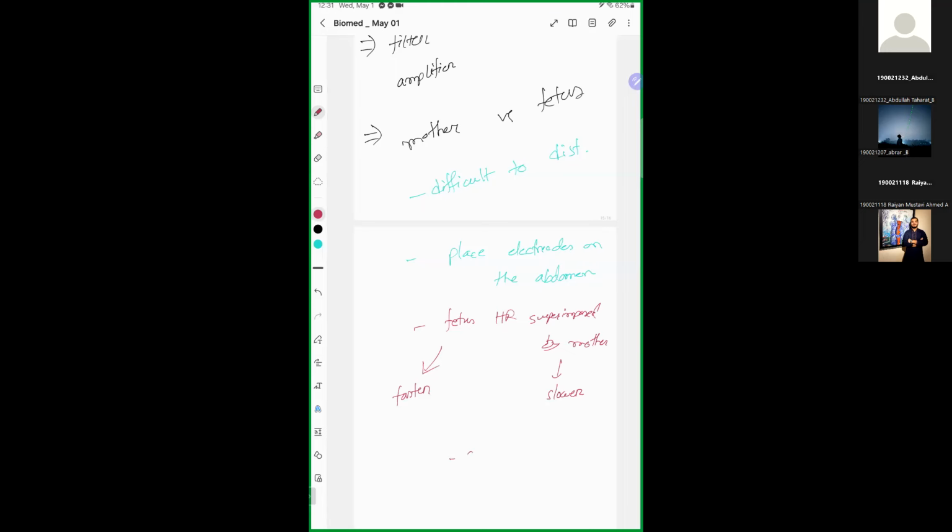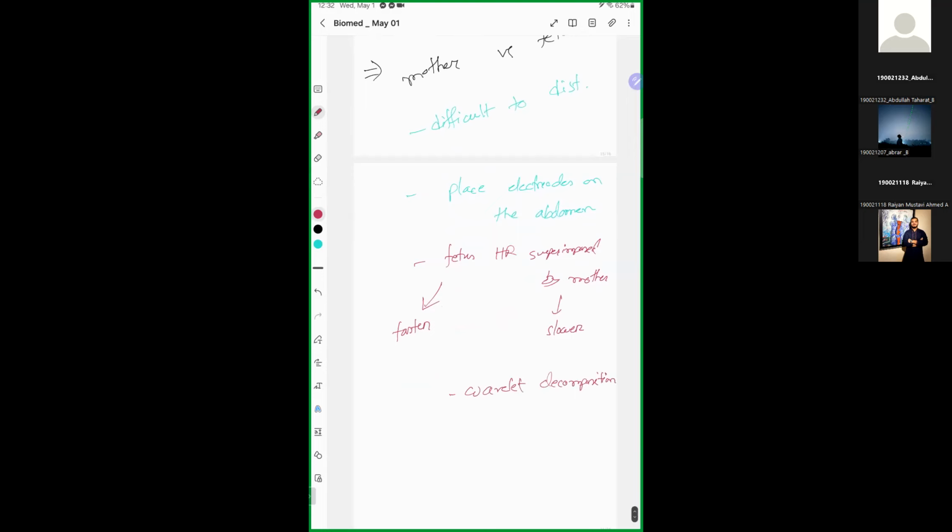Also, there is wavelet decomposition. If I can cover it, I'll try to cover it in the next class also. So you can actually identify the scale. The fetus's ECG is faster, but the scale is small. The fetus's scale, that means the amplitude, is comparatively small compared to the mother's. So these things you can find from the wavelet transform, then you can actually differentiate.